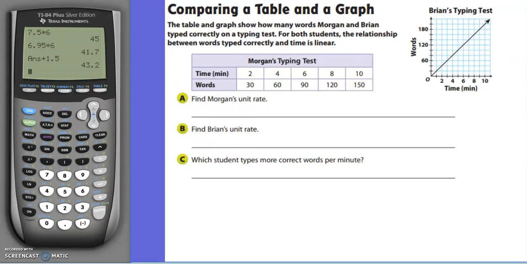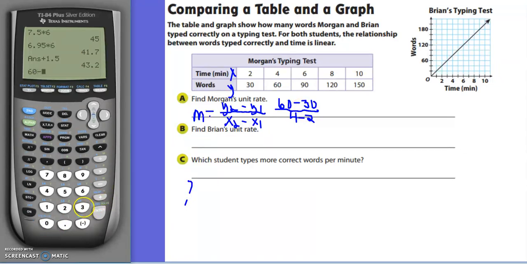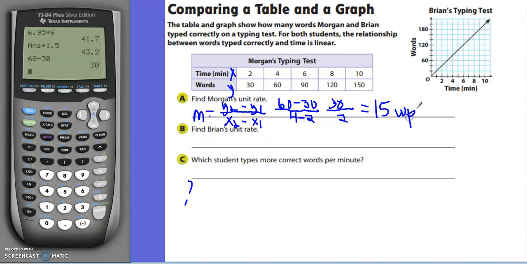Okay, so let's look at a table and a graph. The table and graph show how many words Morgan and Brian typed correctly on a typing test. For both students, the relationship between words typed correctly and time is linear. So find Morgan's unit rate. So m is y2 minus y1 over x2 minus x1. This is the x and this is the y. We can say 60 minus 30 over 4 minus 2. Alright, so 60 minus 30 will get me 30. 4 minus 2 is 2. 30 divided by 2 is 15 words per minute.